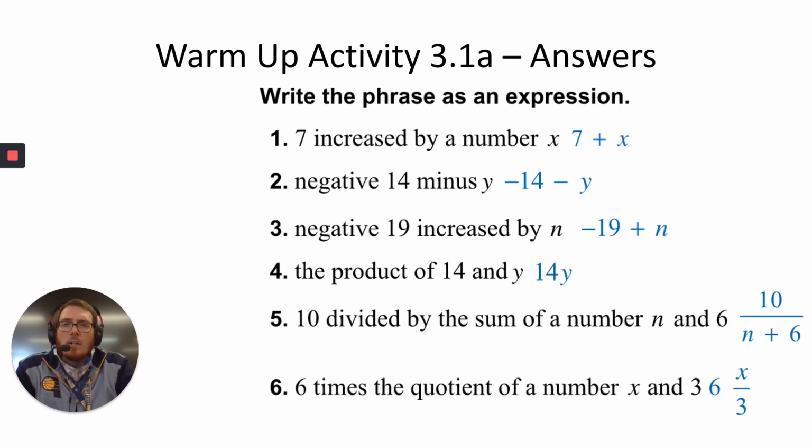The key with all of these 6 questions is making sure you know how to deal with things like subtraction, or increase by as addition, product is multiplication, divided by the sum. Anytime it's something divided by something else, like the sum of something, those two things are in parentheses together. 6 times the quotient: you may see this in parentheses, the x divided by 3 piece. Anytime you see quotient, you could also use the division symbol, but realize that x over 3 is probably how you're going to see it in the future.